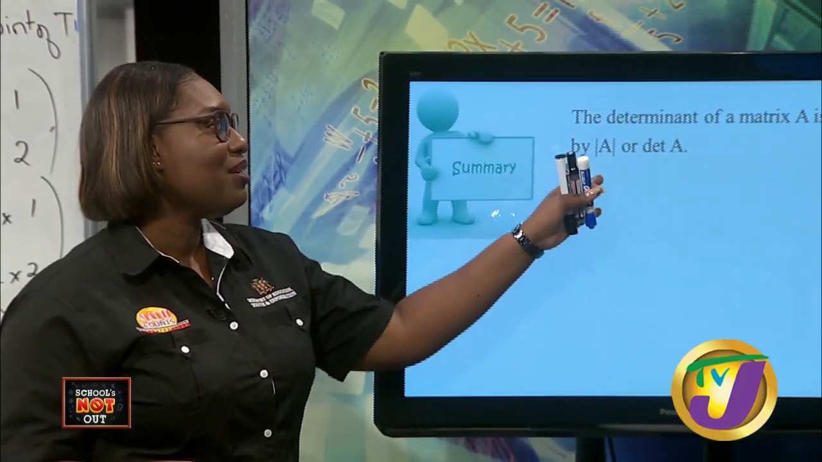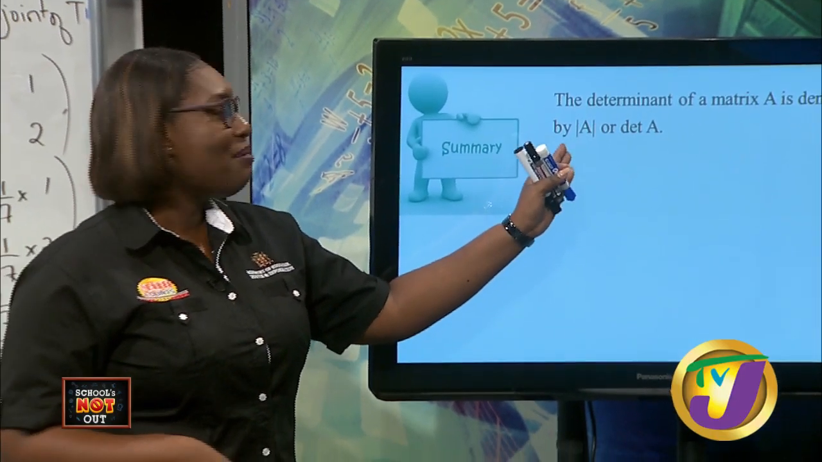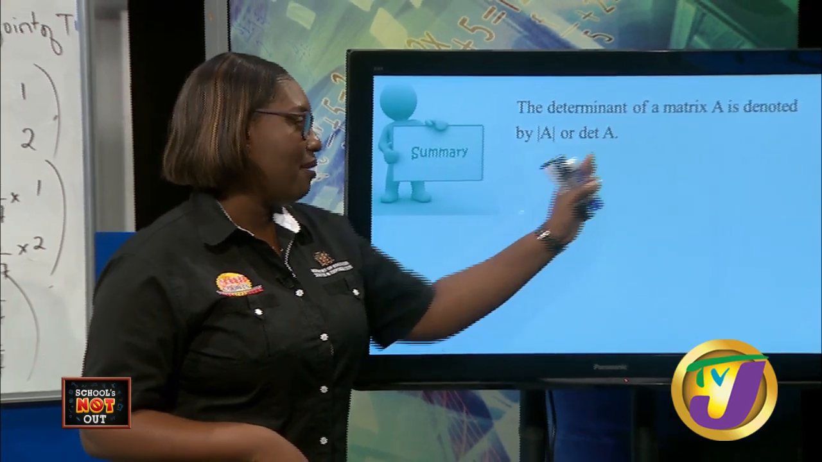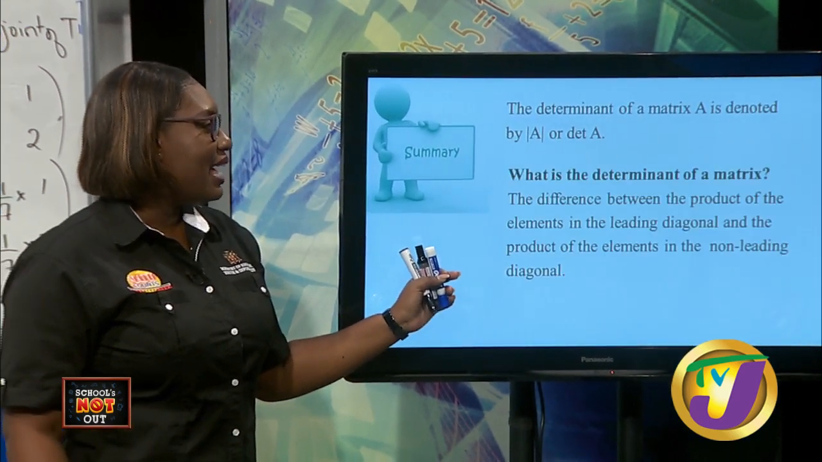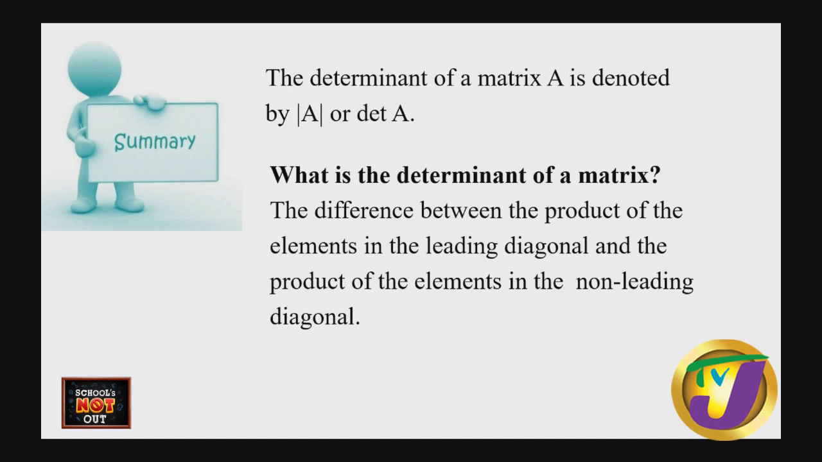We looked at the determinant of the matrix, which is denoted by modulus A or det A. We also looked at what the determinant of a matrix is, which is simply the difference between the product of the elements on our leading diagonal and the product of the elements on our non-leading diagonal.